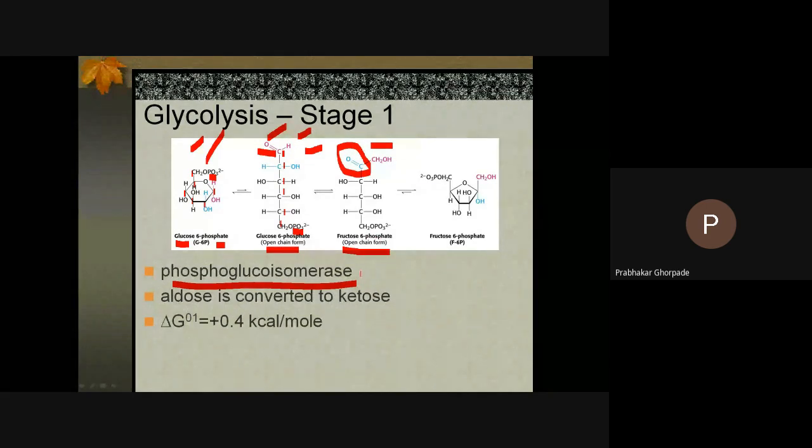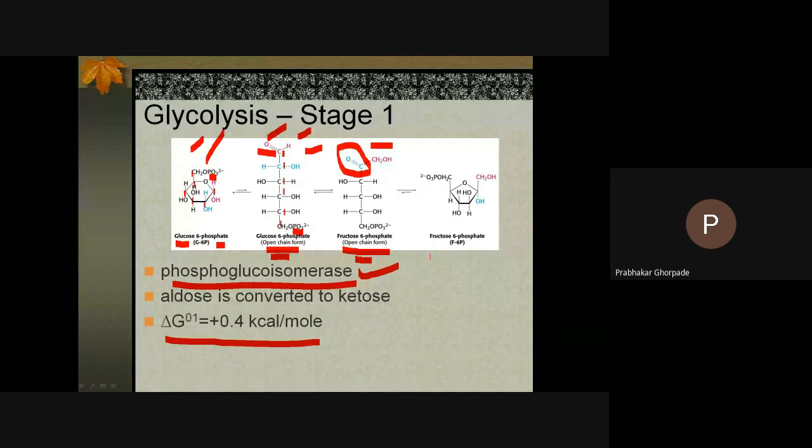And for this conversion of glucose 6-phosphate to fructose 6-phosphate, the enzyme phosphoglucoisomerase is needed. Next, an aldose is converted into a ketose. This glucose molecule is an aldose. We know that there are different types of carbohydrates, aldose and ketose. So glucose 6-phosphate is an aldose, and now it is getting converted into the ketose, that is fructose 6-phosphate. The reaction energy involved is plus 0.4 kilocalorie per mole.